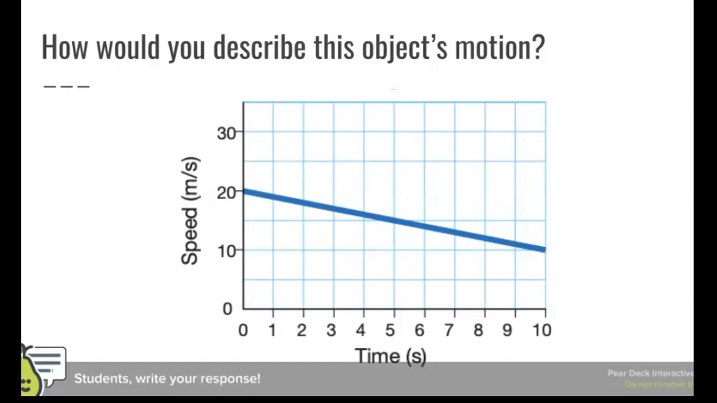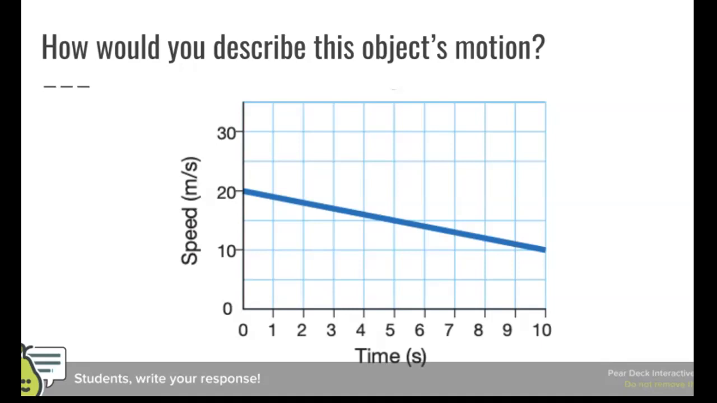Luke, what does this graph tell you? It tells me the object is moving slower as time passes. Okay, thank you. Aditha? I see that the speed is decreasing while the time is increasing. Okay. One more. Jacob, Villanueva. The speed decreases as the time goes on. As the time increases, the speed decreases. Thank you. So it's a negative slope. Speed is going down, so it's decreasing.